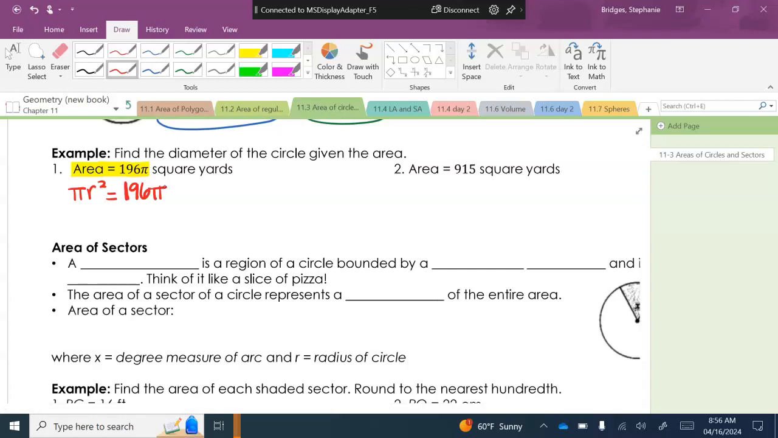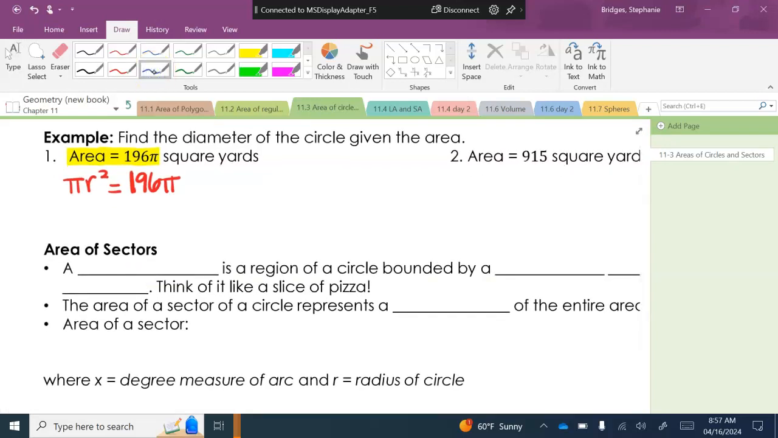What is the only variable that I have in that equation right now? R. Okay. So we can solve this for R. How do I get R squared by itself? What is next to R squared? Pi. Okay. So we want to divide both sides by pi. What are the pi's going to do on both sides? Cancel. So that one's going to cancel, and so is that one. That leaves me with r squared equals 196.